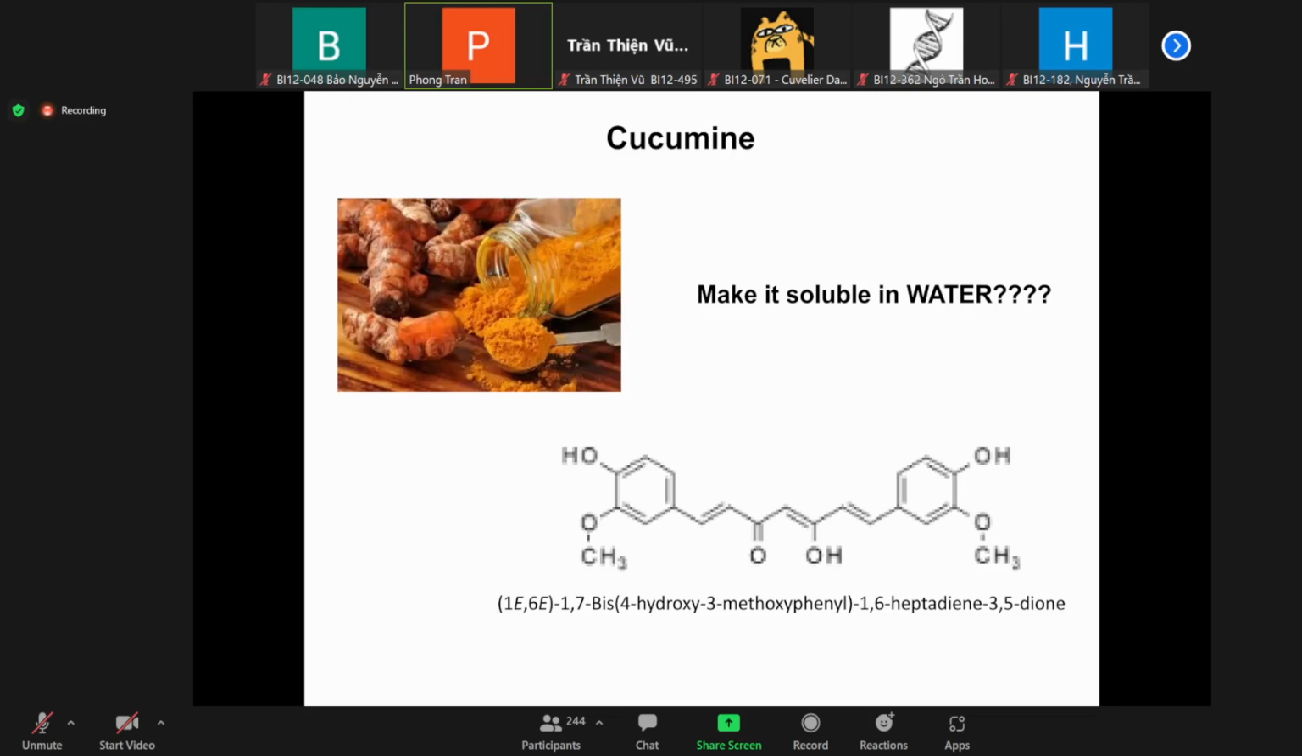How can we improve the solubility of curcumin in water? If you take pure water and pure curcumin, you cannot change the polarity. The polarity of curcumin is fixed, right?